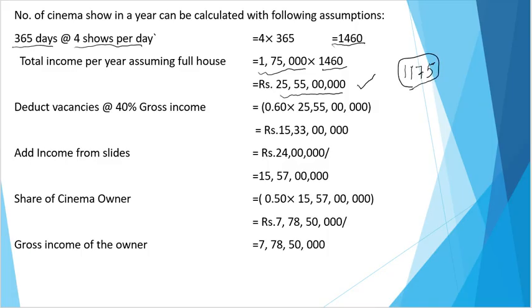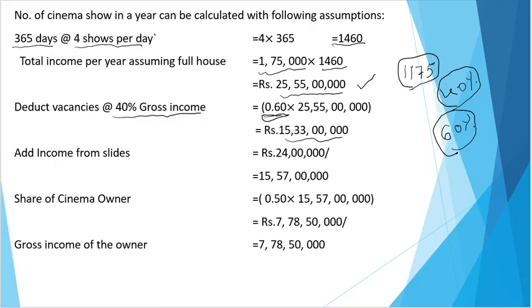But he has given that 40% is the vacancy rate, which means 40% of seats remain vacant in each show. So 60% will be the seats occupied in every show. We have to deduct 40% of the gross income due to vacancy. So 60% will be the actual seats occupied in each show. So 60% of 25 crore 55 lakh is 15 crore 33 lakh.